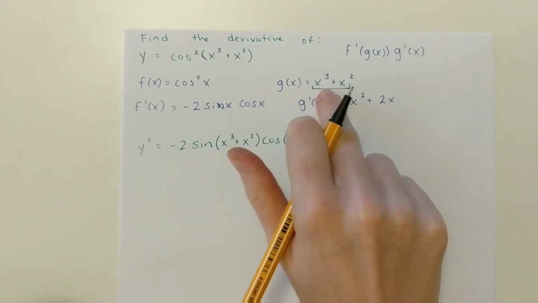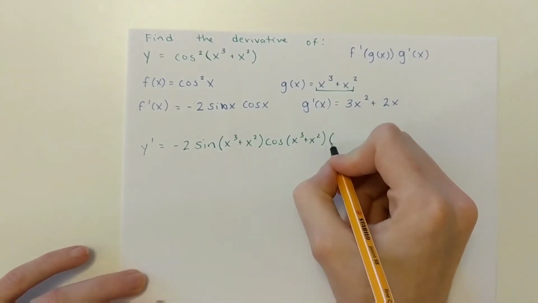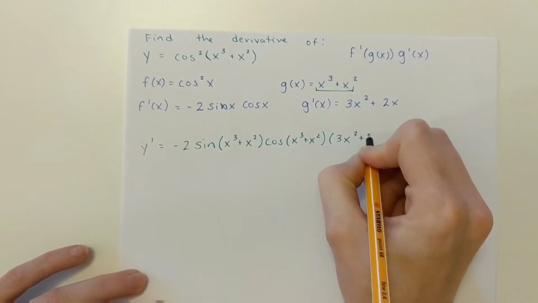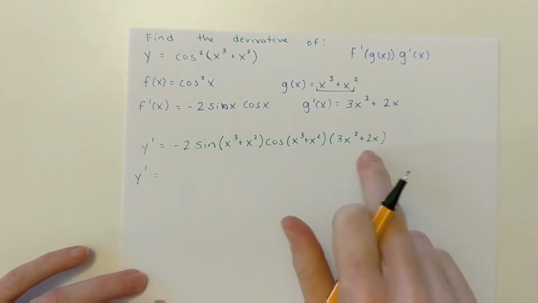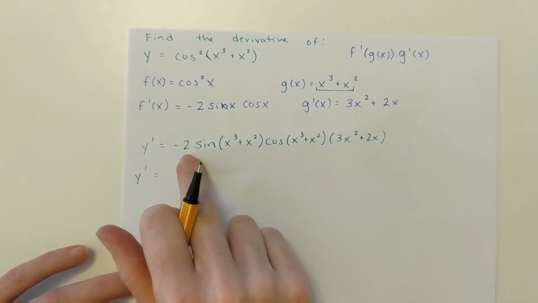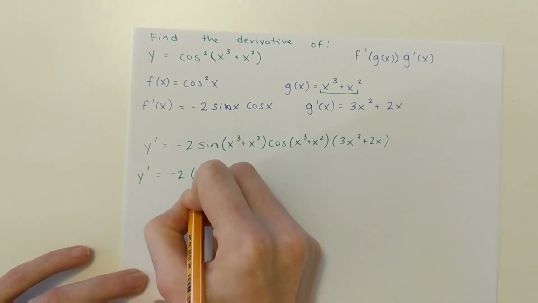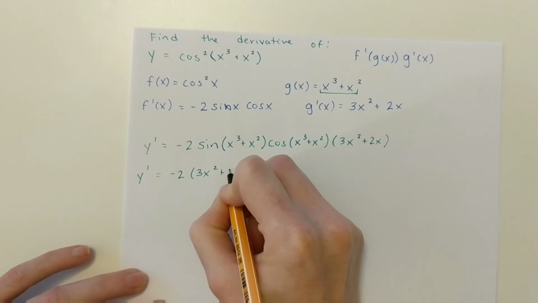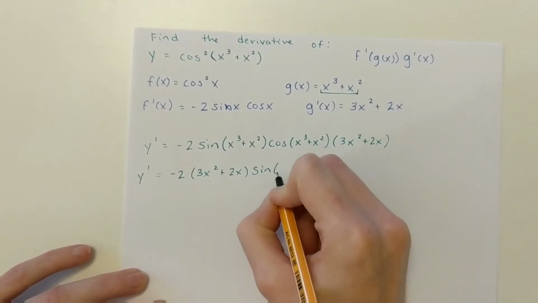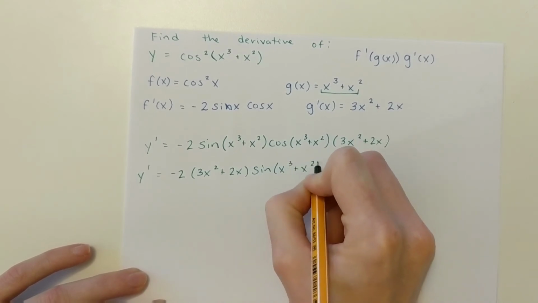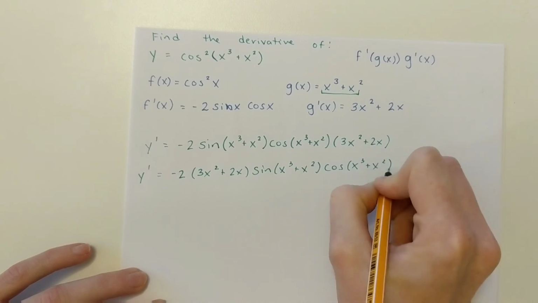So here's the derivative of f, here's g of x, and now we're multiplying the entire thing by the derivative of g of x, which is 3x squared plus 2x. And now we're going to rewrite this problem, and we're going to bring that to the front. It's sort of the more proper way to write this. So we have -2 times the quantity 3x squared plus 2x times sine x cubed plus x squared, cosine x cubed plus x squared. And that is all.